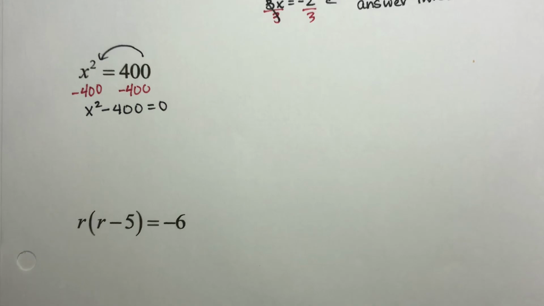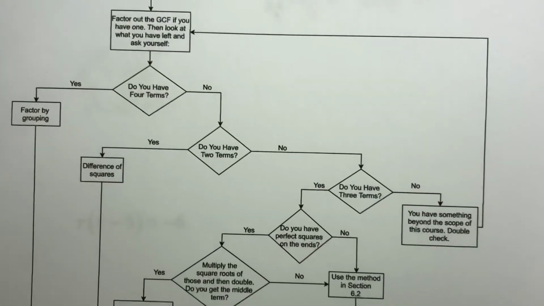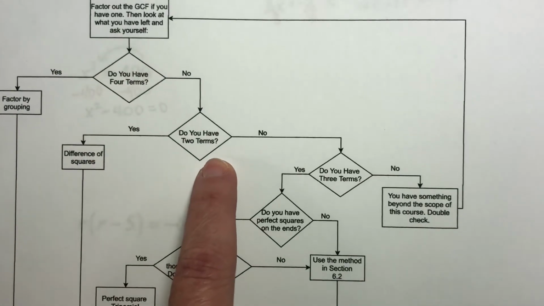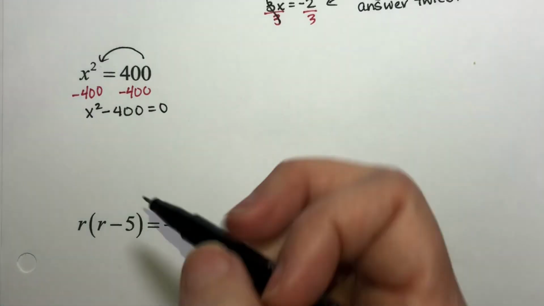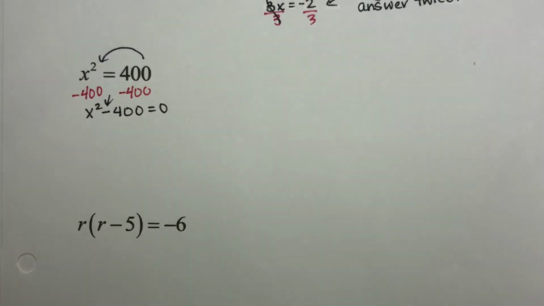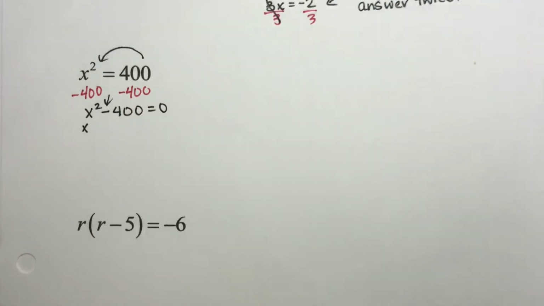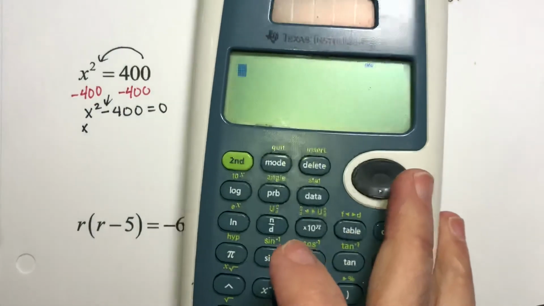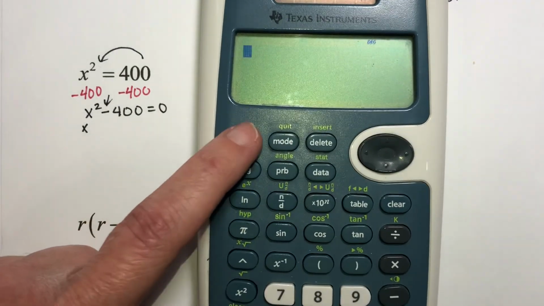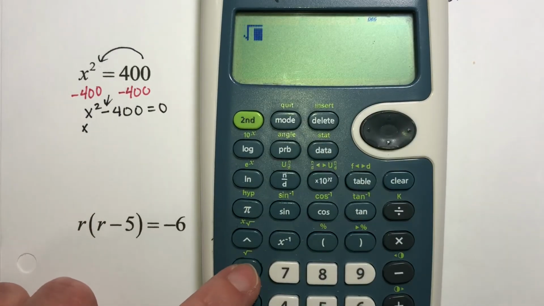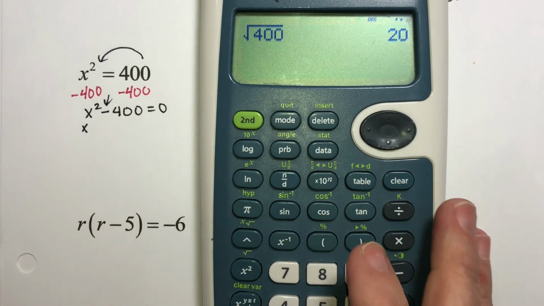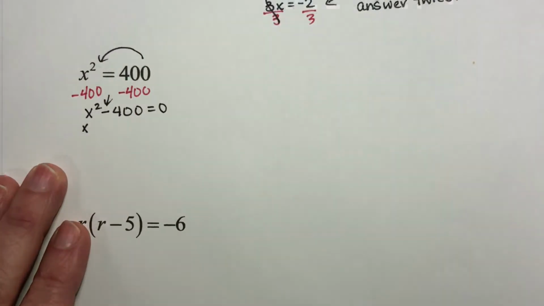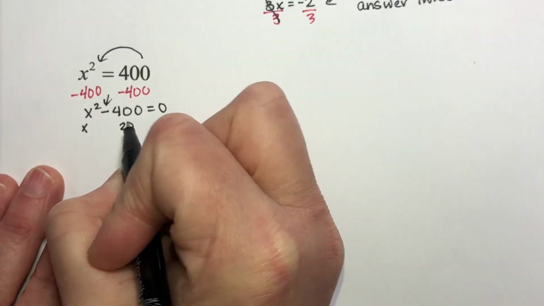The first thing we do is look for a GCF, and we do not have one. We don't have 4 terms. We have 2 terms, so we're going to check for a difference of squares. I need a minus sign in the middle. That's there. x squared is a perfect square. Its square root is x. 400, you might not know, so check it with your square root. Enter 400, and as long as I get a nice answer, it's a perfect square. So it is 20 squared. Its square root is 20.